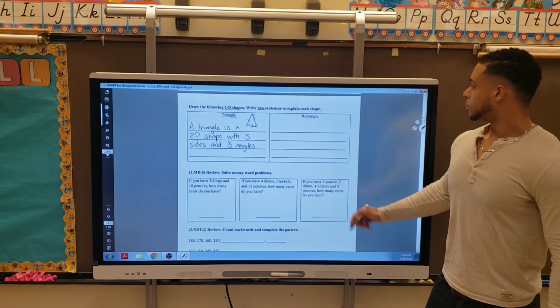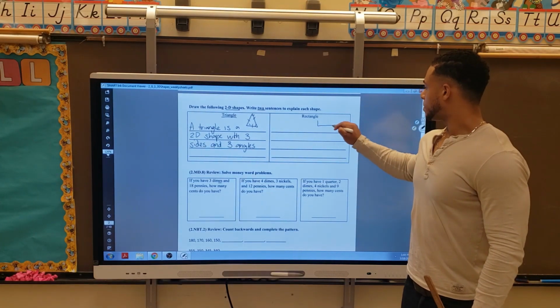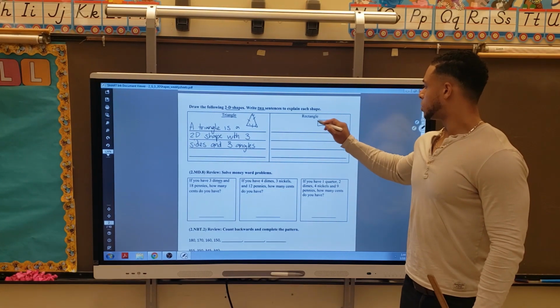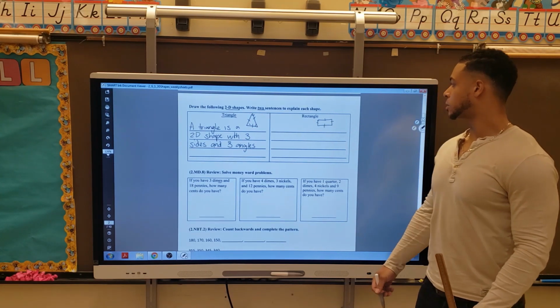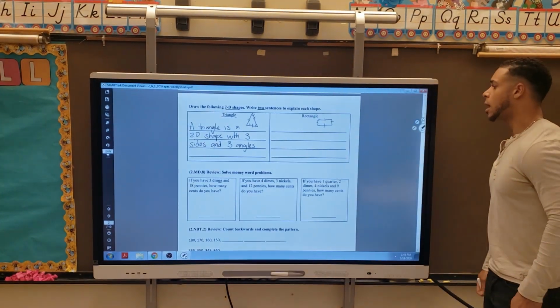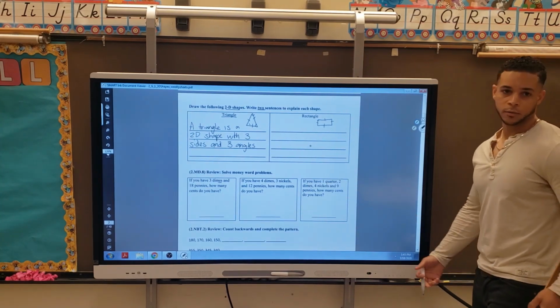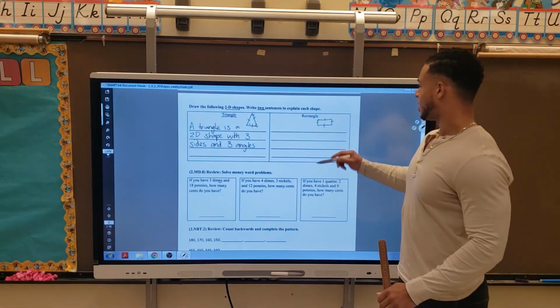Another kindergarten shape, rectangle, looks like that. Similar to a square, but you have 2 shorter sides and you have 2 longer sides, giving you a total of 4 sides.